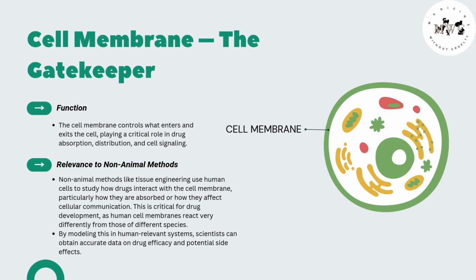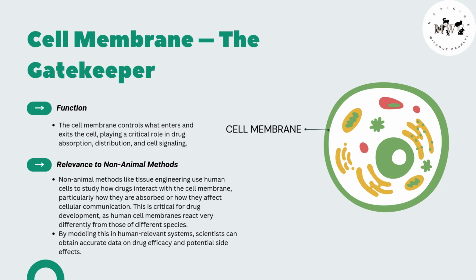Now, this gatekeeper controls what enters and what exits the cell, and it plays a very important role in drug absorption, distribution, and cell signaling. Like I said, cells communicate to one another. So cell signaling is a very important process because it can begin different processes and produce different functions within the cell. And it's really important because non-animal methods like tissue engineering or 3D bioprinting use human cells to study how drugs interact with the cell membrane, especially how they're absorbed and how they affect cellular communication.